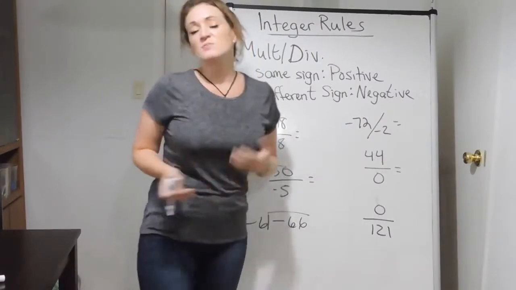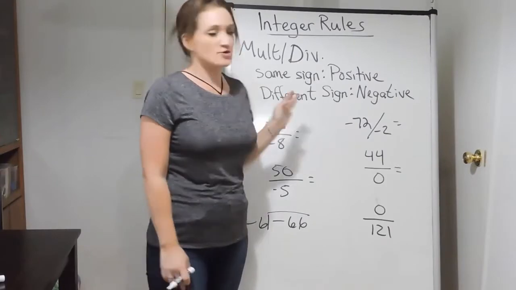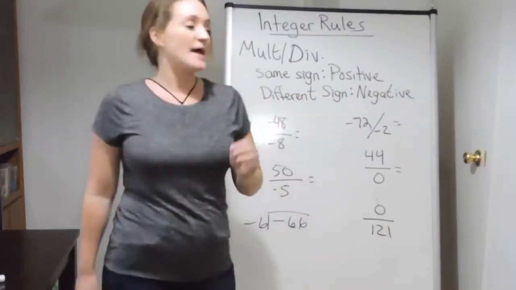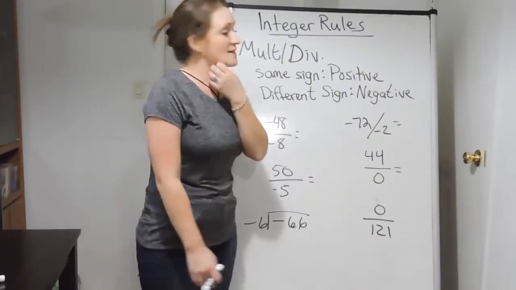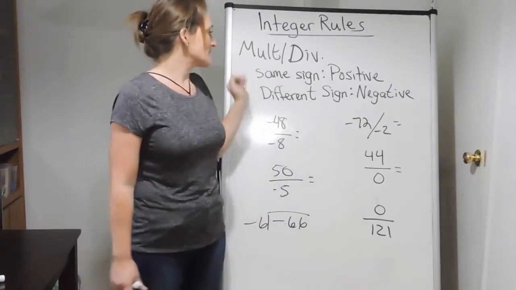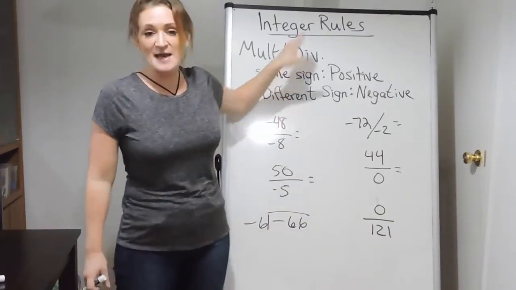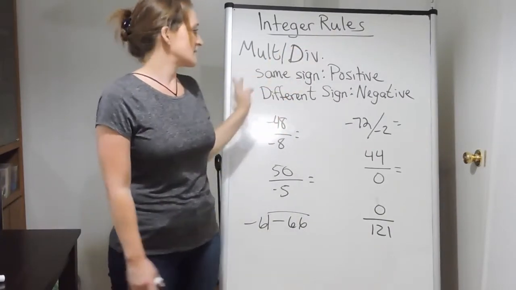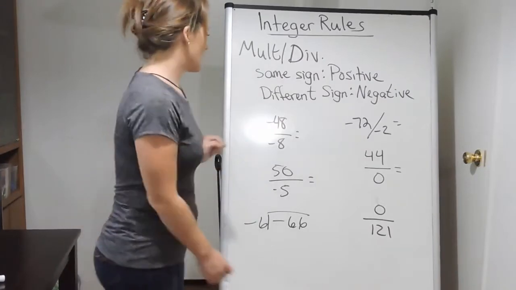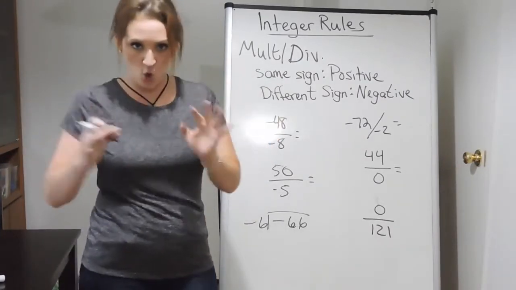Okay, so the multiplication and division rules for integers here is actually a little bit simpler than adding and subtracting. The rule is the same whether you're multiplying or whether you're dividing. So the rule says whether you're multiplying or dividing, if you have the same sign, it's positive. If you have a different sign, it's negative. Otherwise, you just multiply, you just divide like you normally know how.